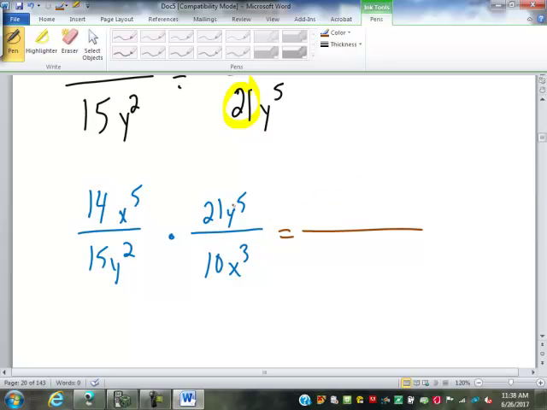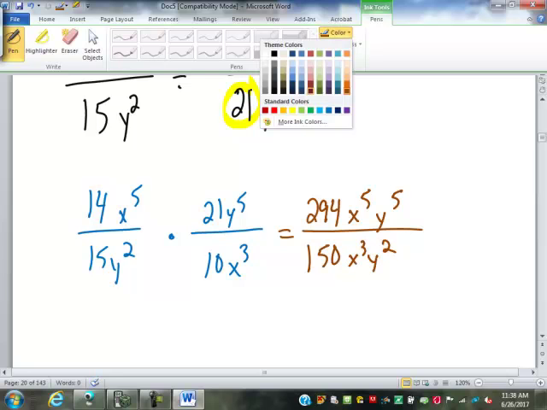So 14 times 21 is 294, right? x to the fifth, y to the fifth. 15 times 10 is 150. x to the third, y squared.